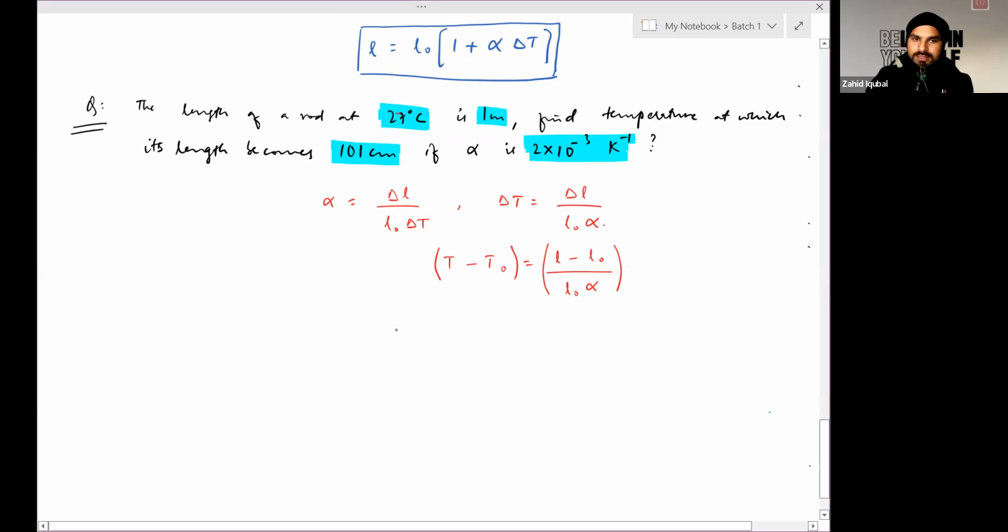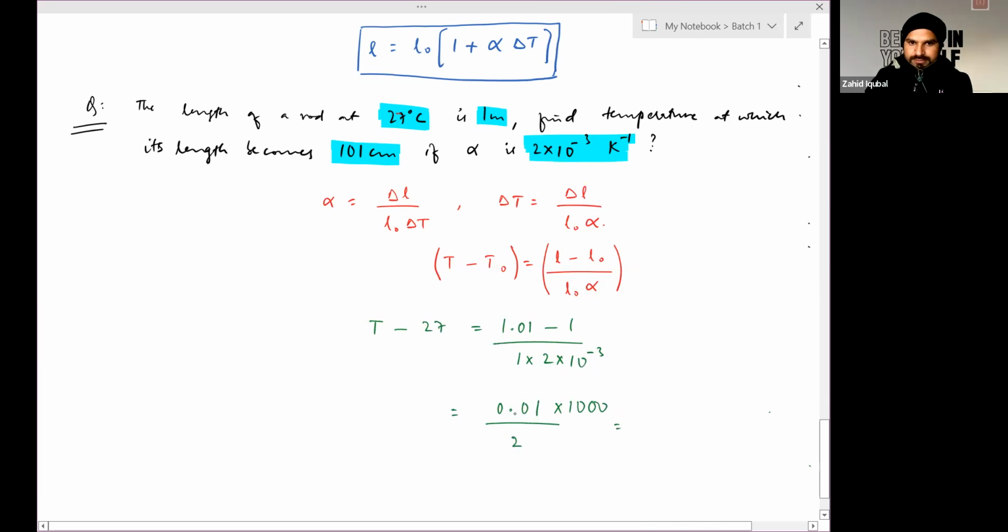We have to calculate T. So T minus T naught, that is initial temperature, we have 27 degrees Celsius. Final length is 101 centimeter, so in terms of meter, it will be 1.01 minus 1 divided by initial 1. Alpha is 2 into 10 to the power minus 3. So 1.01 minus 1 will be just 0.01 divided by 2. If we move this 10 to the power minus 3 to the numerator, it will become 10 to the power plus 3, or just 1000.